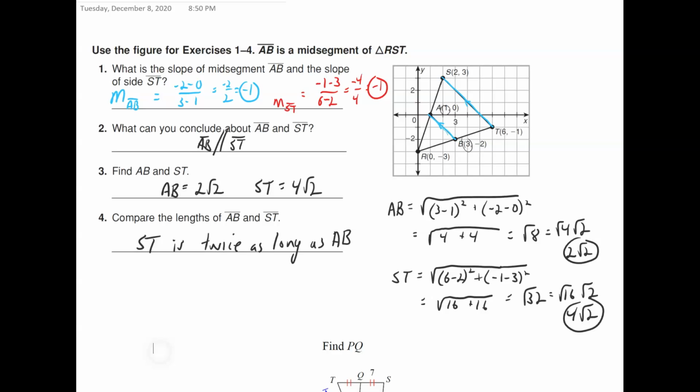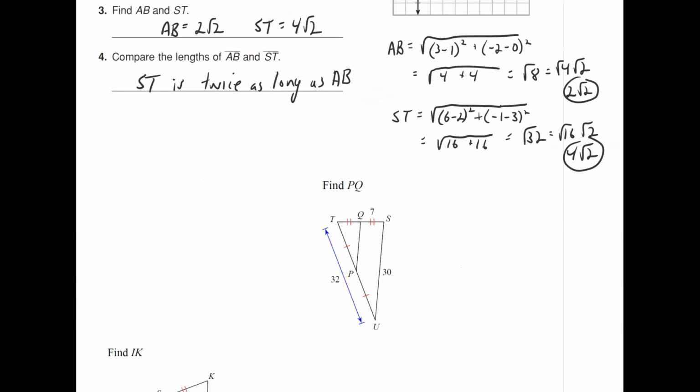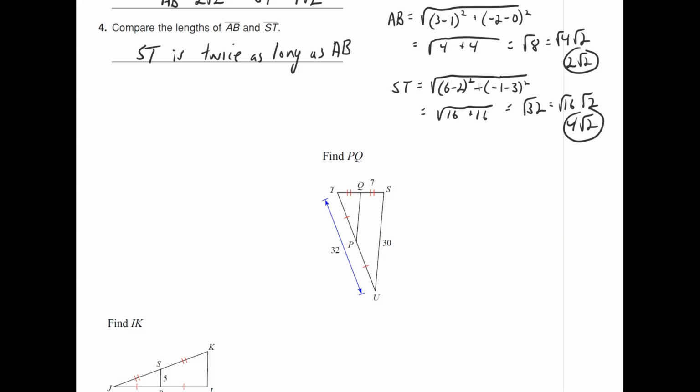Okay, let's look at an example that's not on the coordinate plane. So let's look at an example right here. So we're looking at a triangle, and because of the marks on the diagram, we know that Q is the midpoint of TS, and because of these marks here, we know that P is the midpoint of TU. So therefore, we know that QS is a midsegment. All right, now we're looking for, I said QS and I meant to say PQ, or QP. That is the midsegment, and we're looking for that length.